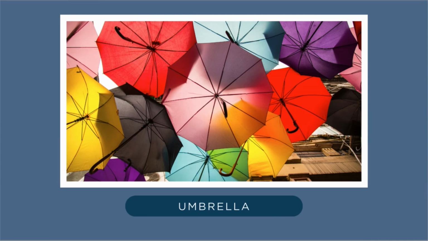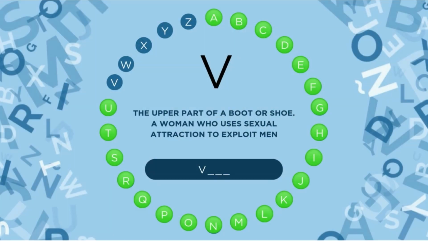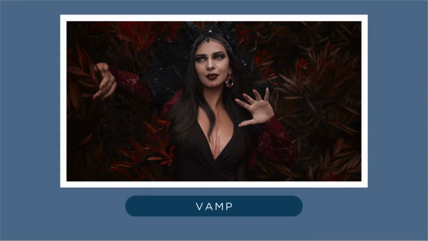Now moving on to the letter V, the upper part of a boot or shoe, or a woman who uses sexual attraction to exploit men. 5 seconds before the answer is revealed. And it is vamp.